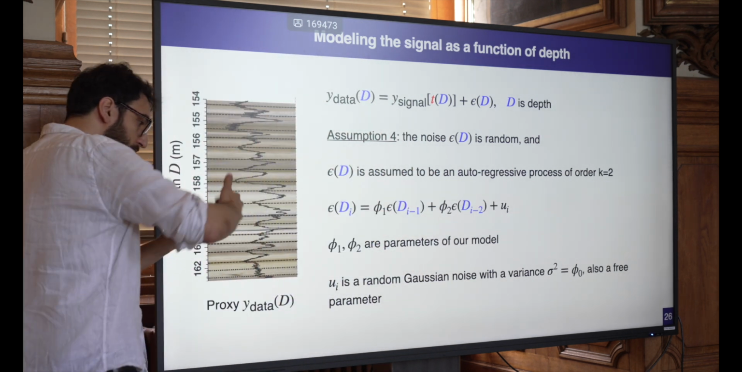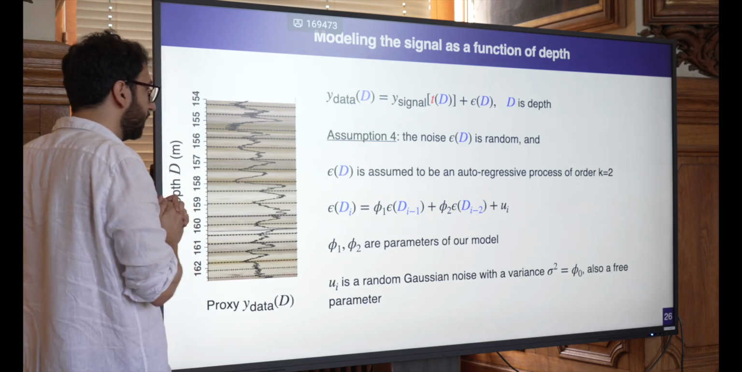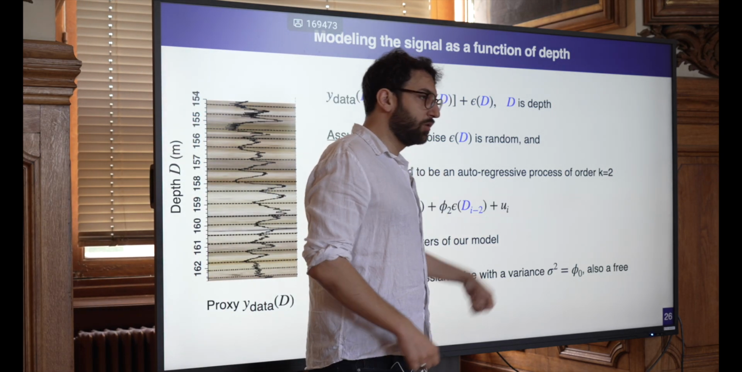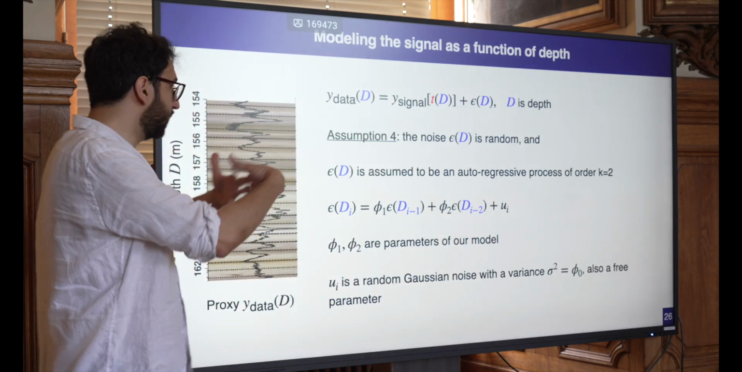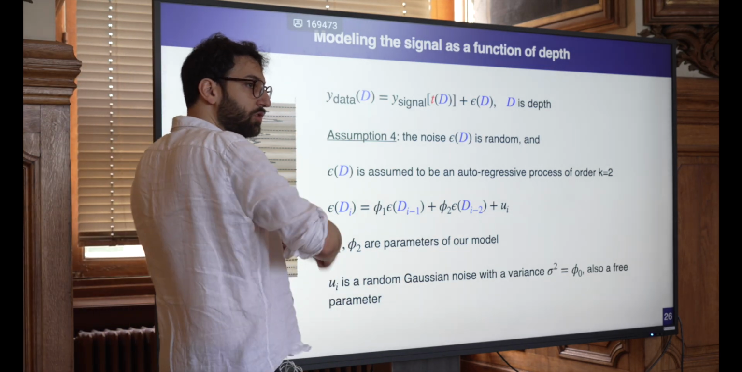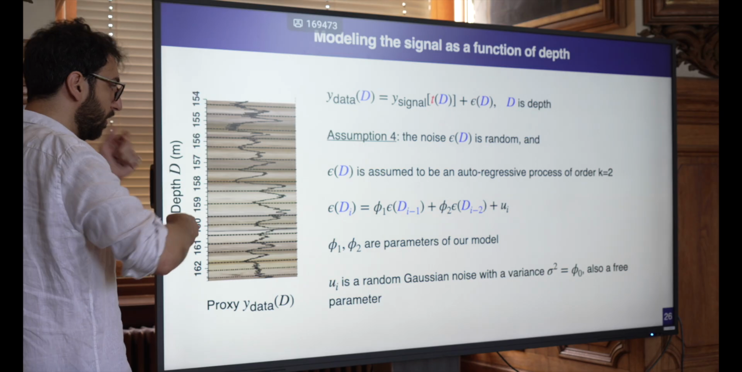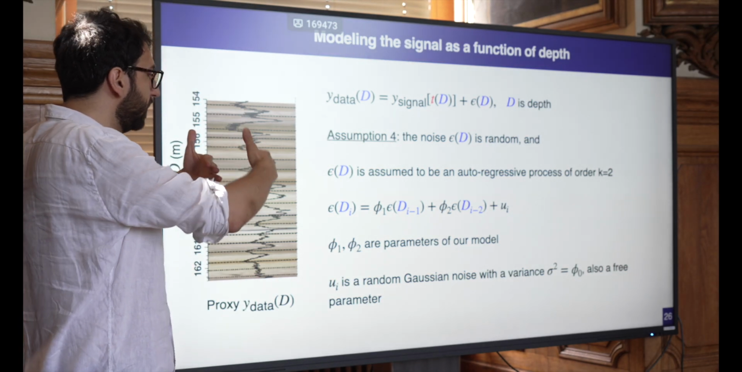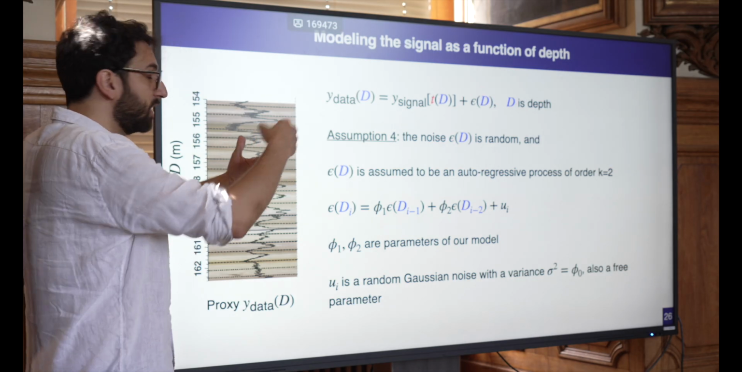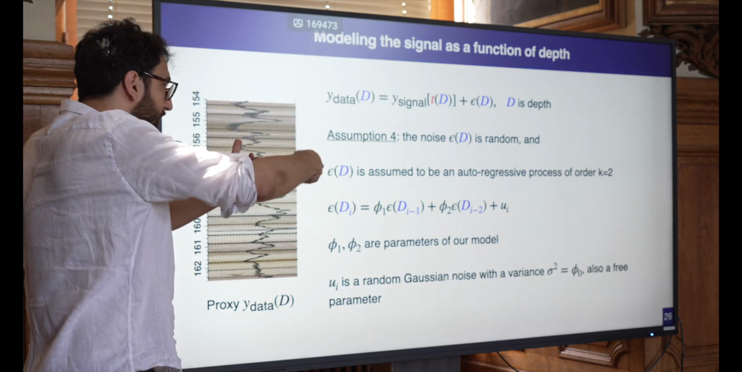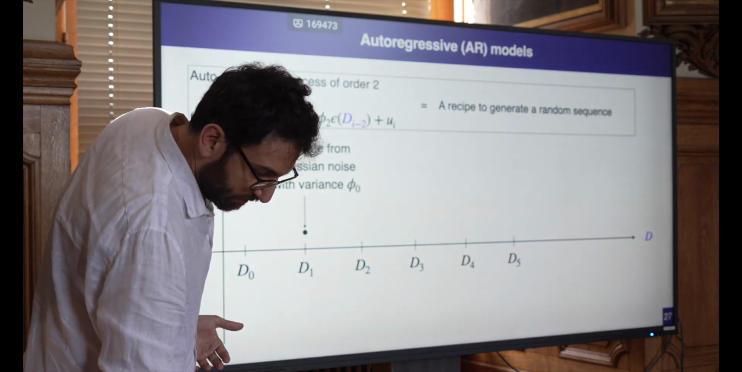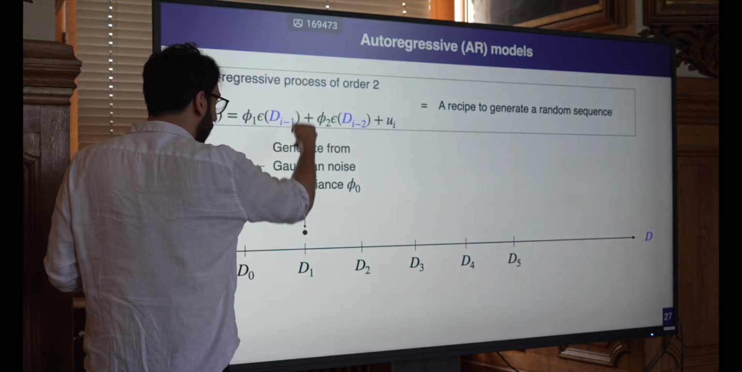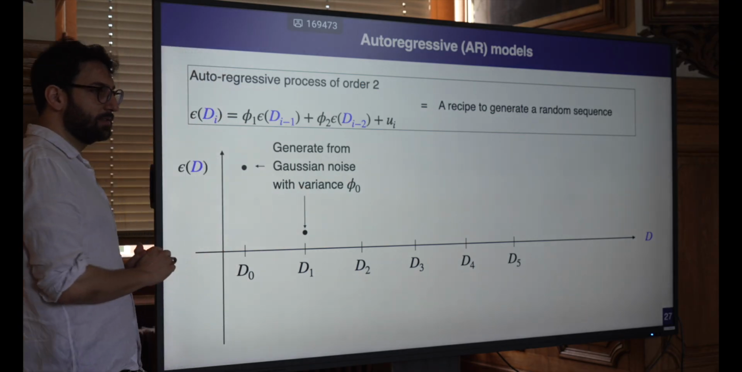So you have a grid of depth in your data, plus some Gaussian noise. So basically, if you wanted to generate something like this, you would first generate a random noise, then take the linear combination of the previous values of the noise, add another realization of your random noise, and so on. Okay, let's do it step by step. So you generate those from a random Gaussian noise with the variance phi 0.